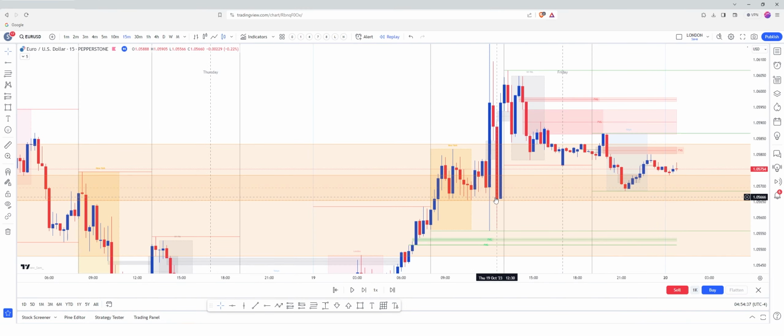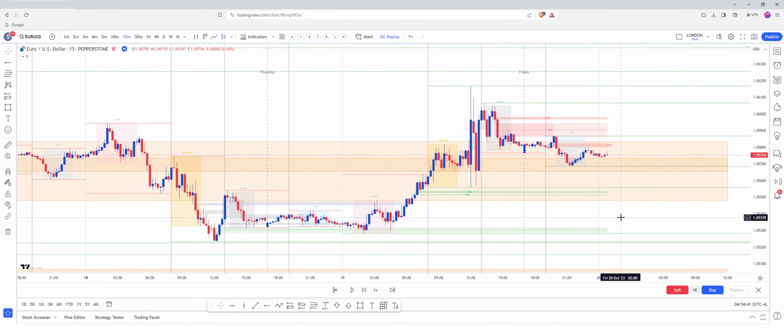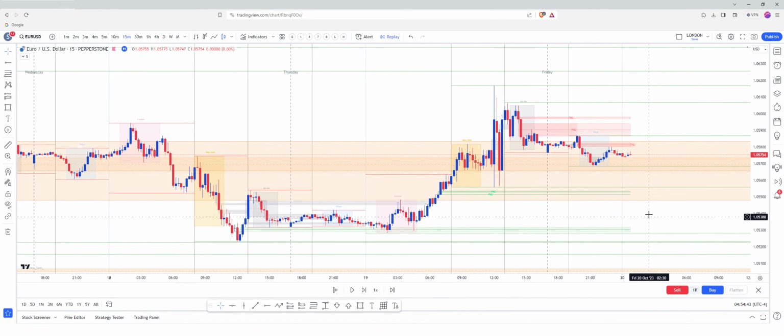As always, we'll start off our analysis on the 15-minute time frame. We're going to be using our session liquidity tracker to show us untapped levels of session liquidity in the form of these extended green lines. When liquidity is swept, these will turn into these little red lines.